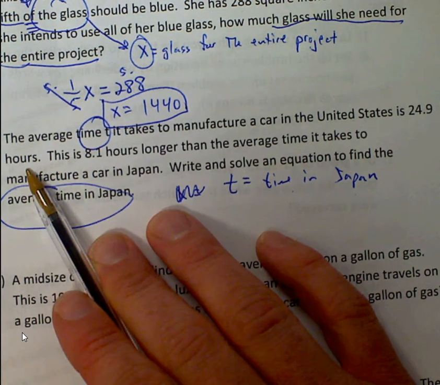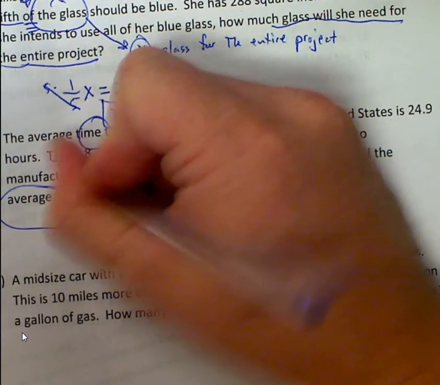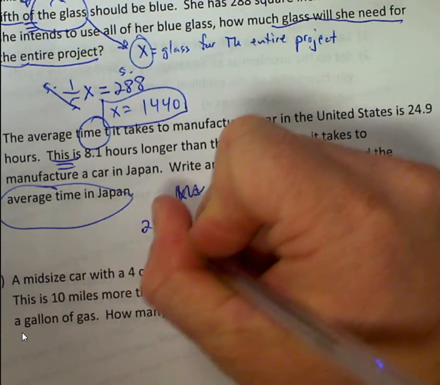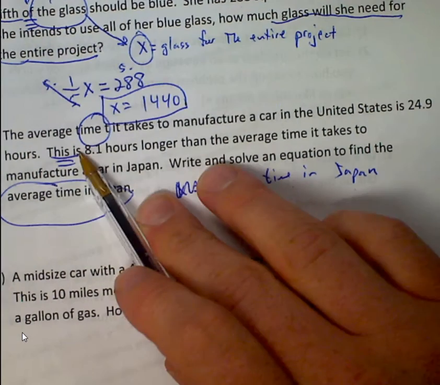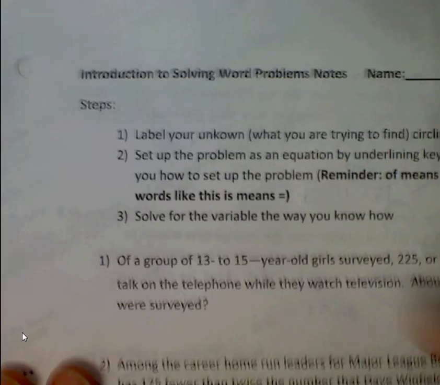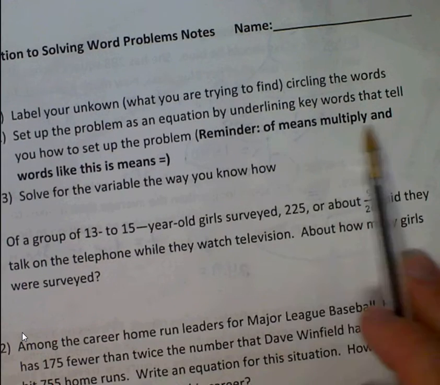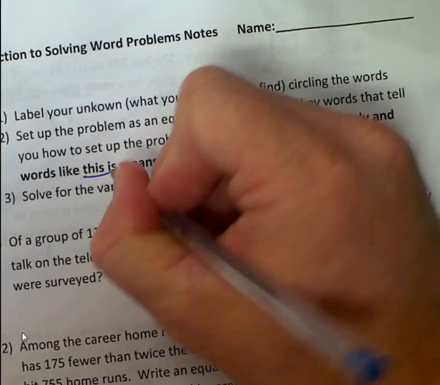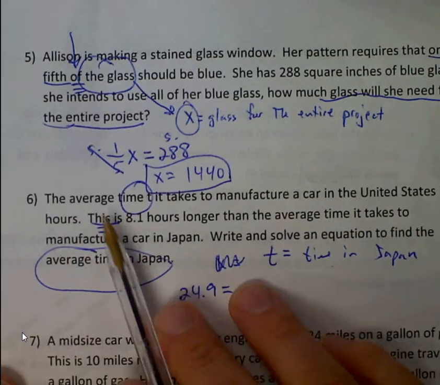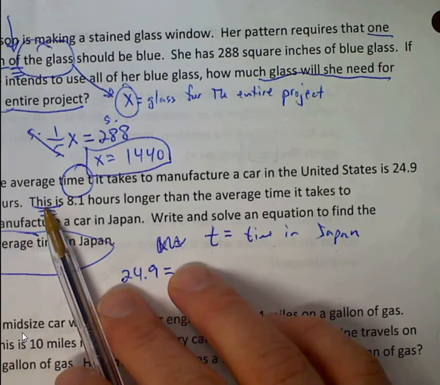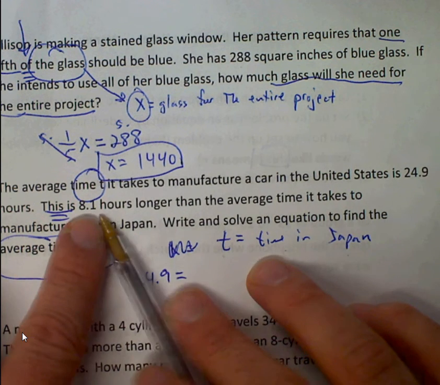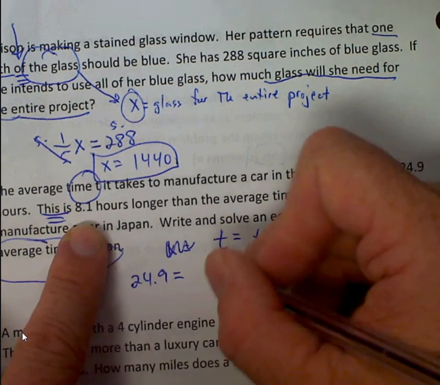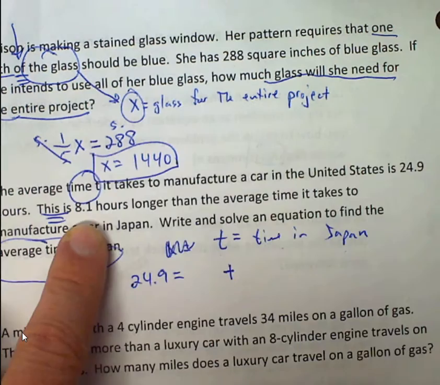The average time T it takes to manufacture a car in the United States is 24.9 hours. This is. So 24.9, this is means equals. Well, how do I know, Mr. Bourne? I taught you the word is means equals in math. And over here it says reminder, of means multiply, and words like this is means equal sign. That's the reason why I put an equals here. So 24.9 hours is, and then it says 8.1 hours longer than. Well, longer than means I'm going to add.